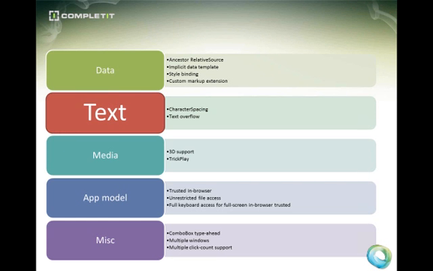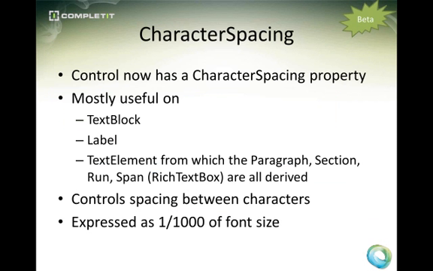All right, the next block is text, and there are only two very small things that I want to talk about here. That's character spacing and text overflow. Character spacing is not hard to figure out. It allows you to change the spacing between characters. This is added on the control class, meaning that it becomes available for things like a text block, but also for a text element and all its inheriting children, like paragraph, the run, and the span, things that you use in combination with the rich text box.